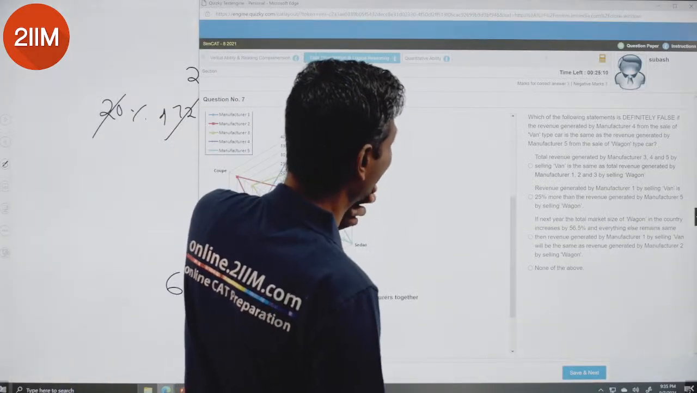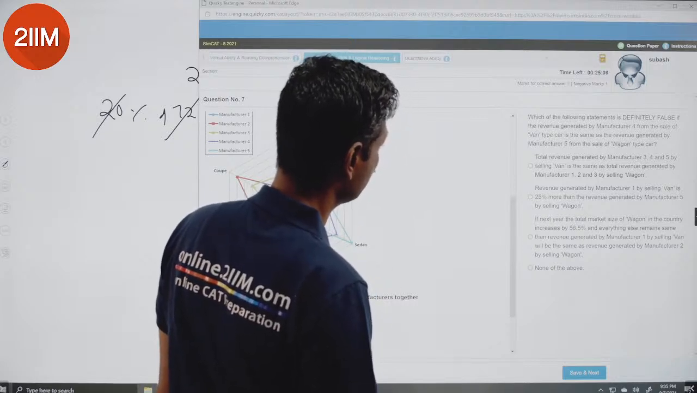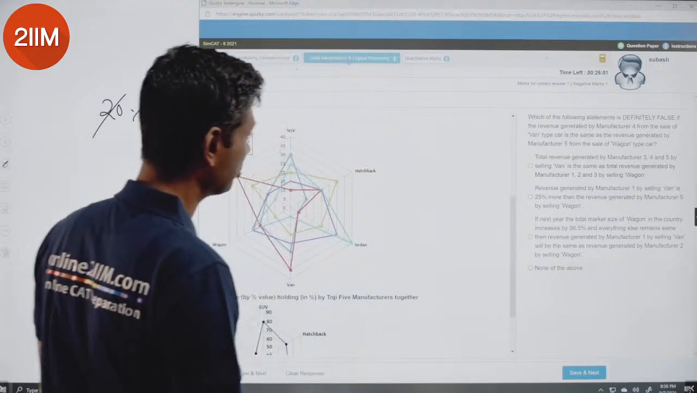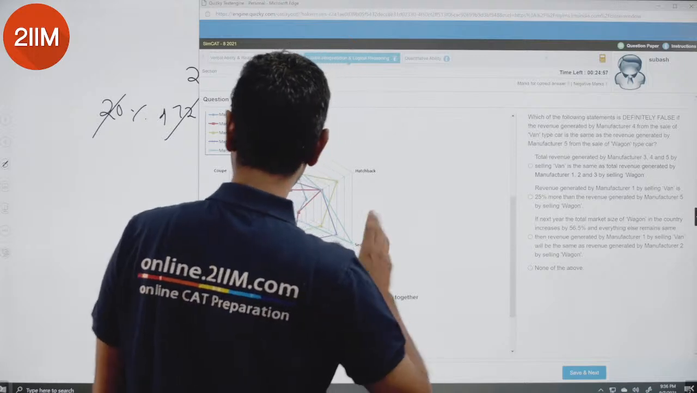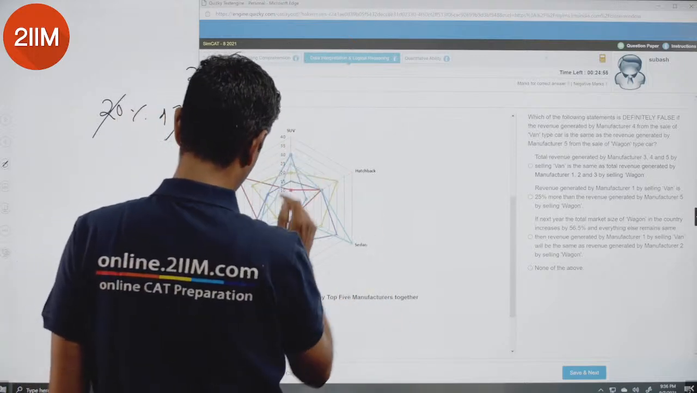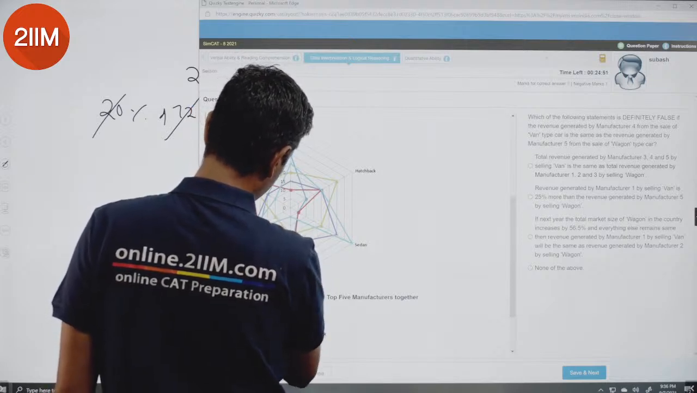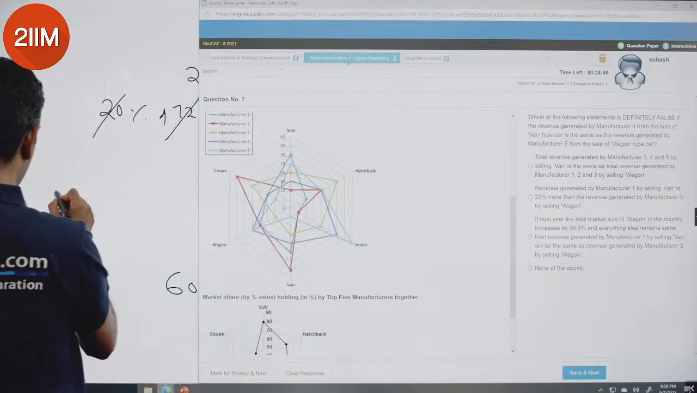Which of the following is definitely false? The first one looks to be false. Revenue generated by manufacturer 1 by selling van is 25% more than the revenue generated by manufacturer 5 by selling wagon. 1 in van. So blue in van is 5, 10, 15, 20, 25% of van. Manufacturer 1 in van is 25% of van.